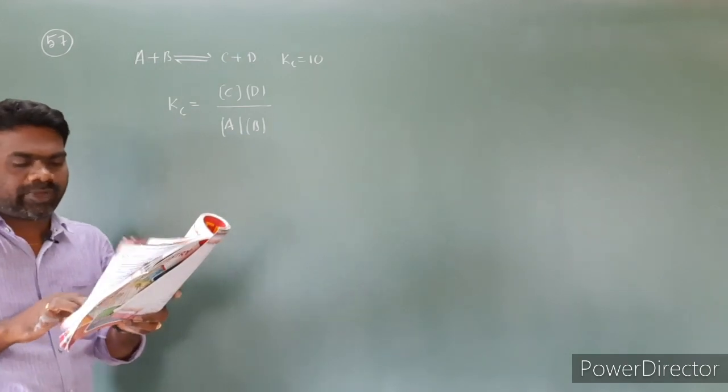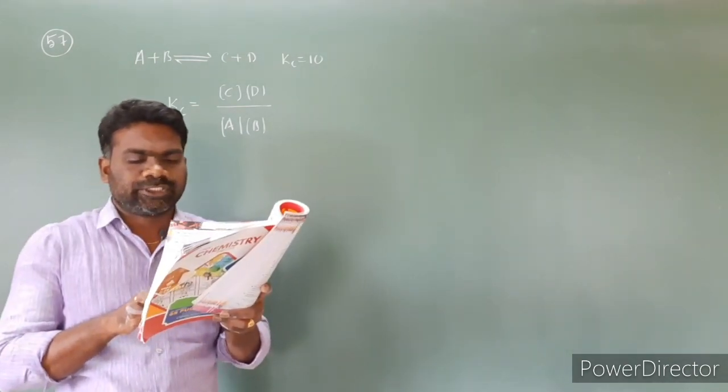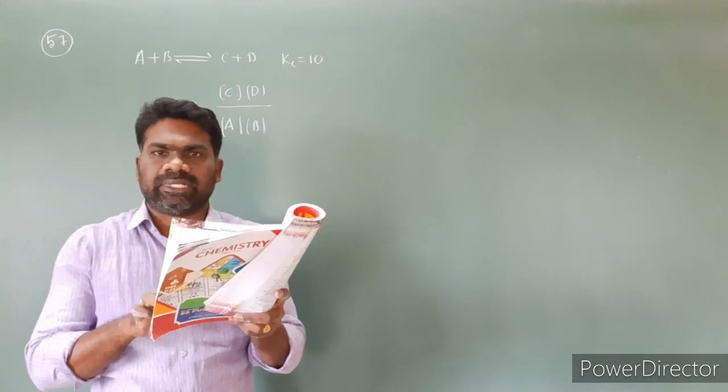So which of the following options do we have to verify? First option, C concentration times D concentration is equal to A concentration times B concentration.